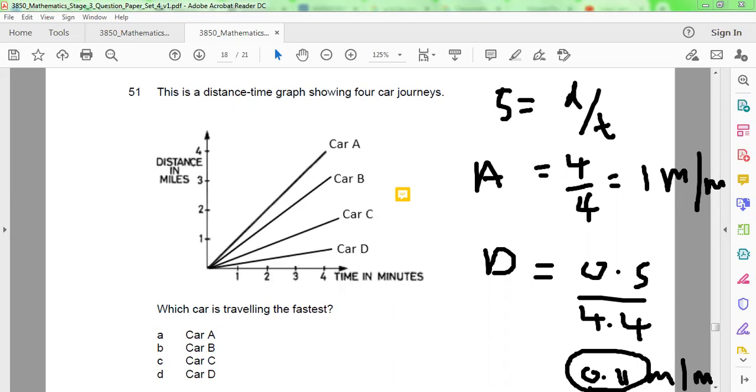So as we can see from this graph, car A will be traveling the fastest, based on our calculations. Another way you could look at this is that you look at the slope of the line. So the line with the highest slope will be traveling the fastest.